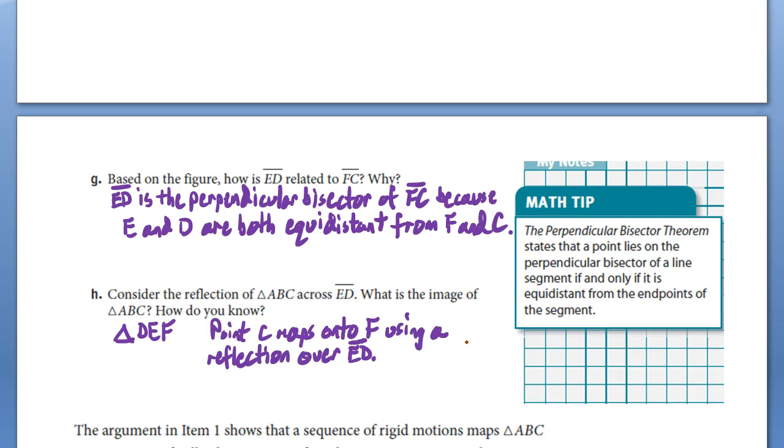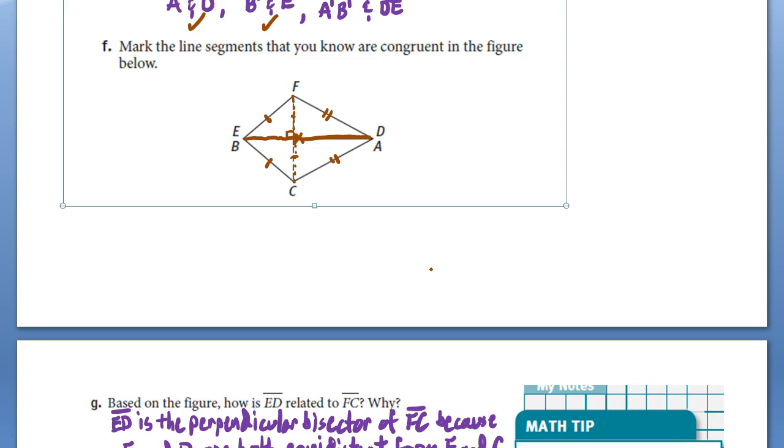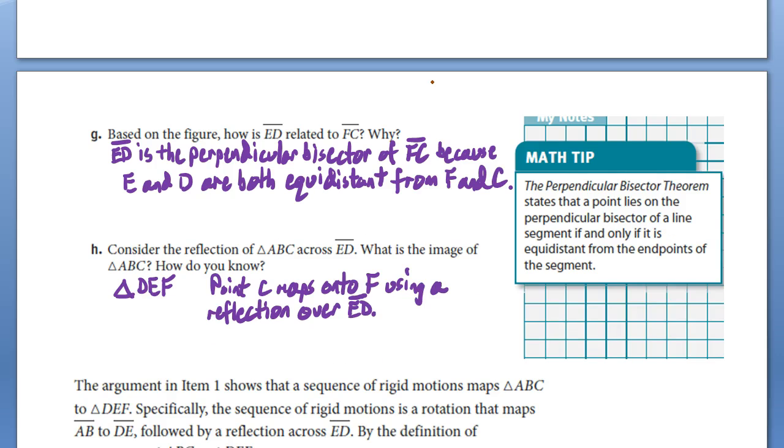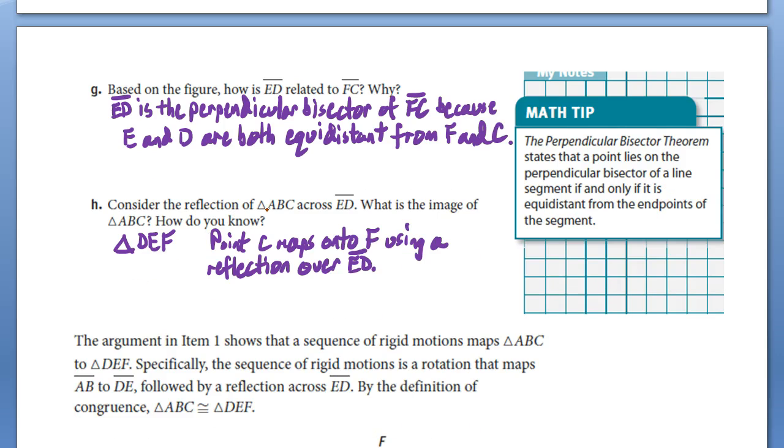Question H, consider the reflection of triangle ABC across segment ED. What is the image of triangle ABC? If we take triangle ABC, this bottom triangle, and reflect it over that line, which was the perpendicular bisector, it would make that top triangle, triangle DEF. How do you know? Because point C will map onto point F.